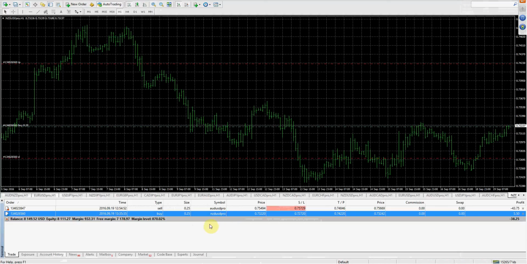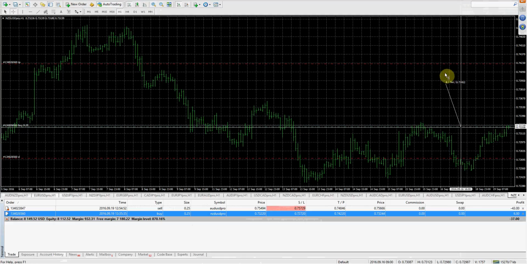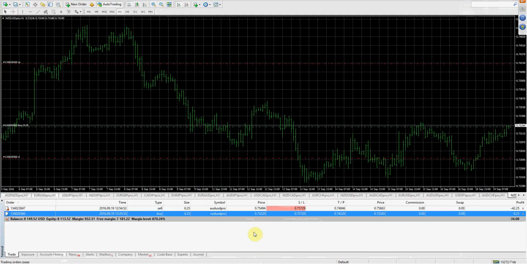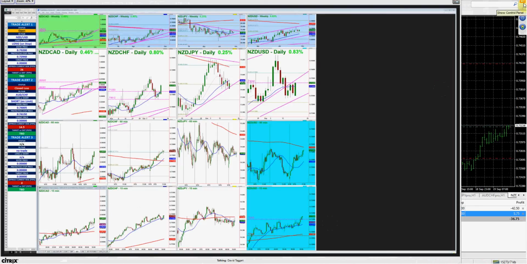All right, so that NZD USD is a buy setup. Again, same situation. About a 50 pip stop, 100 pip take profit. Let's go ahead and check in the trade room here and see what they're talking about now.